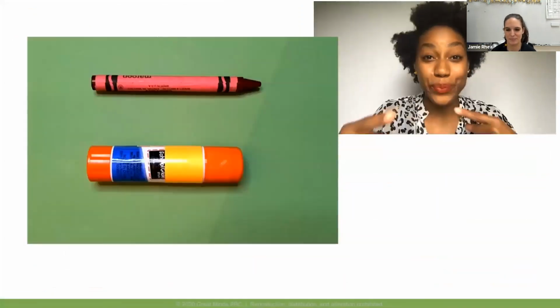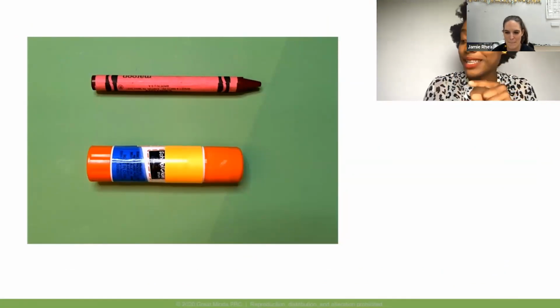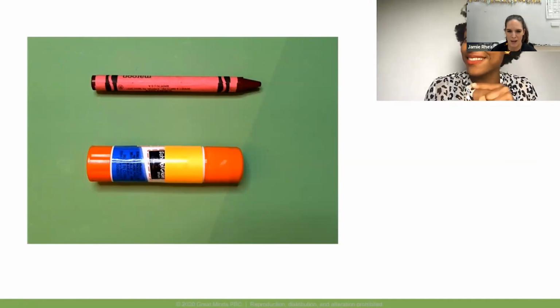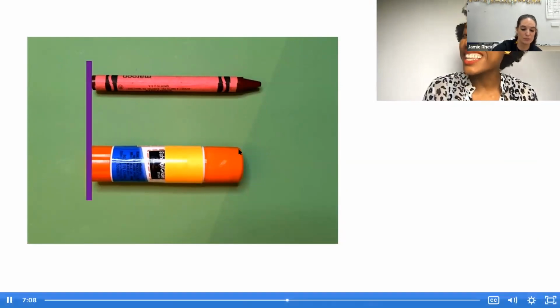First, we're both going to measure the glue stick and the crayon with our centimeter cubes. I want you to line them up just like this. Do that now before we start measuring. If you have your objects, you can do that now. If you don't, just follow along. Notice how the end points at the beginning line up.